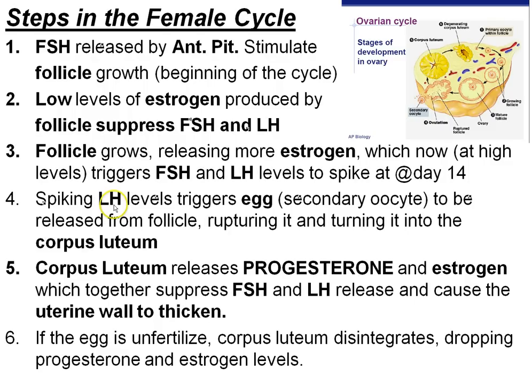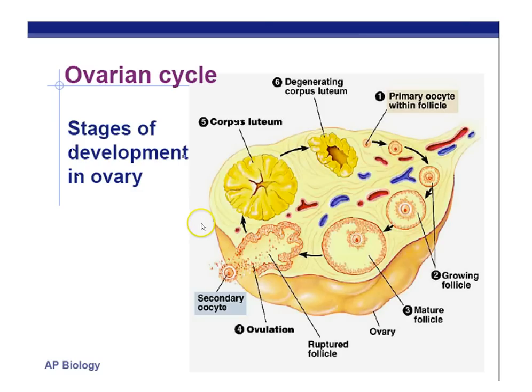Now, the LH will trigger the egg to be released from the follicle. LH stands for luteinizing hormone. So if you take a look here, we're going to have this follicle turn into something called the corpus luteum. So luteinizing hormone changes the follicle into something called corpus luteum. Corpus just means body, and the luteum refers to that structure.